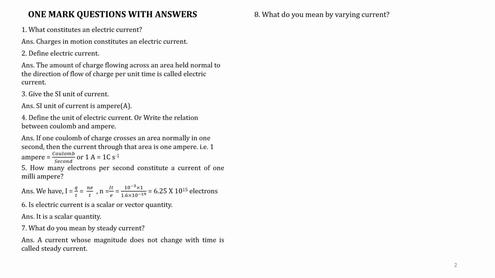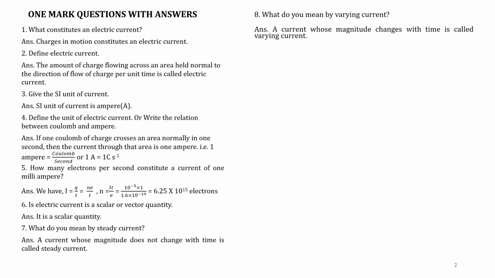Question number 6. Is electric current a scalar or a vector quantity? Electric current is a scalar quantity. Question number 7. What do you mean by steady current? Answer. A current whose magnitude does not change with time is a steady current. A steady current is a DC current. The curve is a flat line parallel to the x-axis.